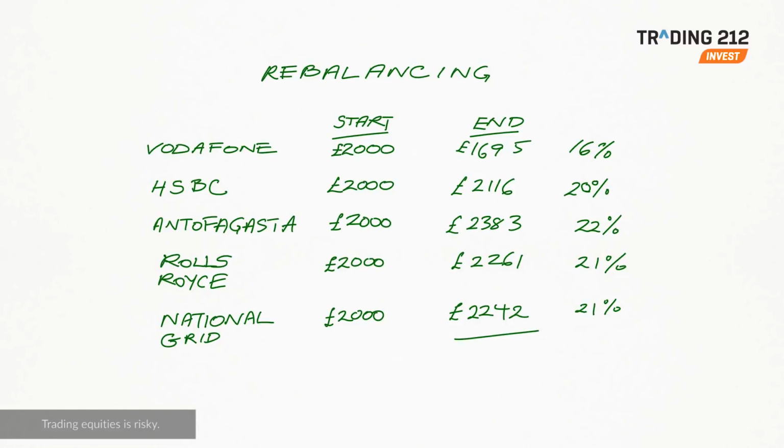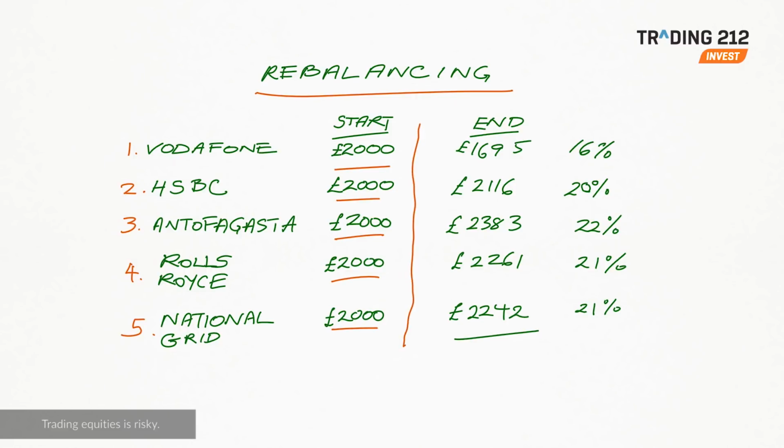Another hypothetical example looking at rebalancing, this time looking at the equity portion of a portfolio. So this is very simplified. A hypothetical investor's portfolio with just 5 stocks in Vodafone, HSBC, Antofagasta, Rolls-Royce, and National Grid. And this time they have £10,000 devoted to equities, and it's divided up equally, £2,000 into each company, so 20% in each. And let's say after 6 months, they take stock, they monitor what's going on, and they see the values have changed to these that are shown.